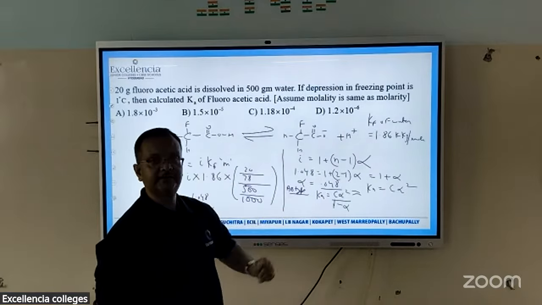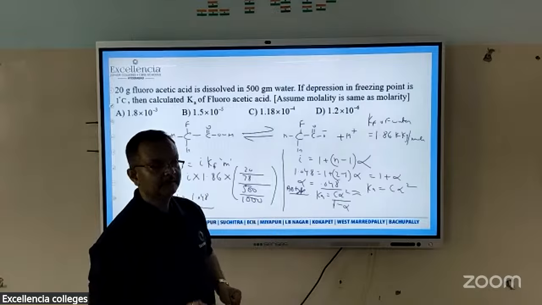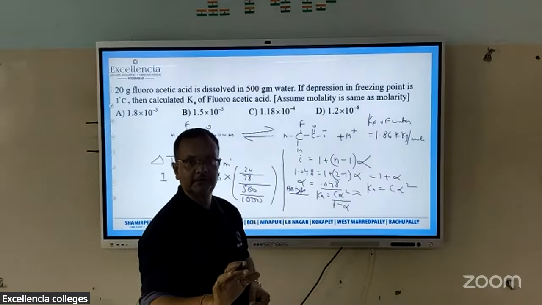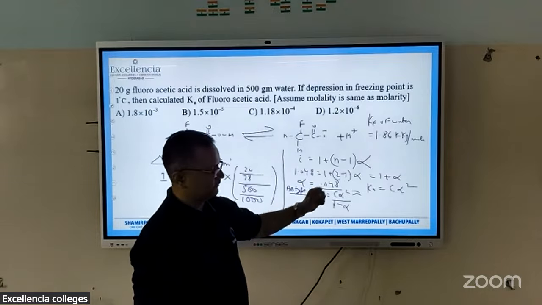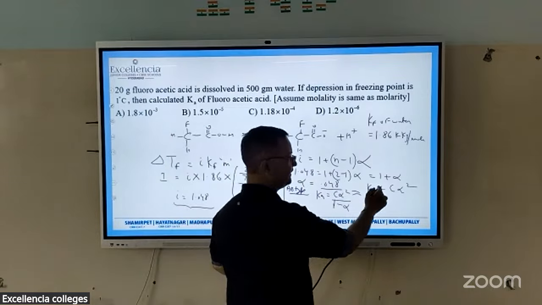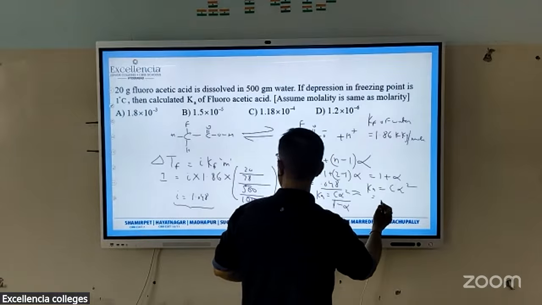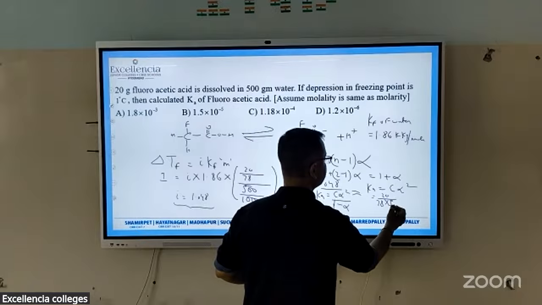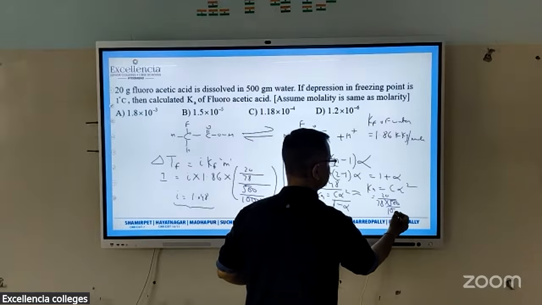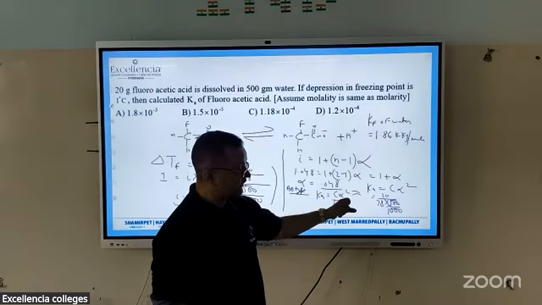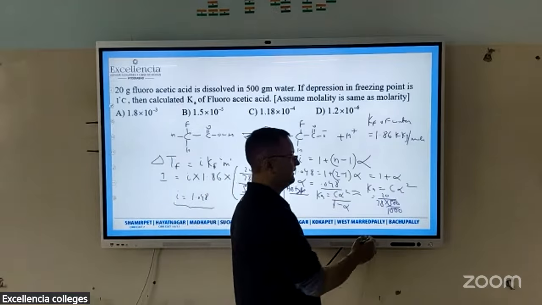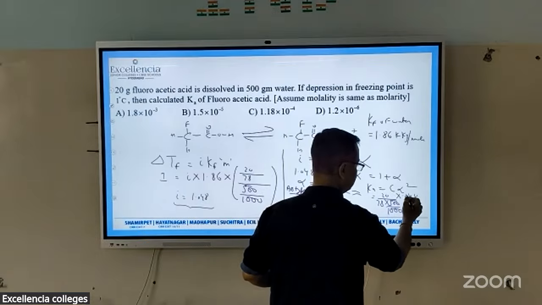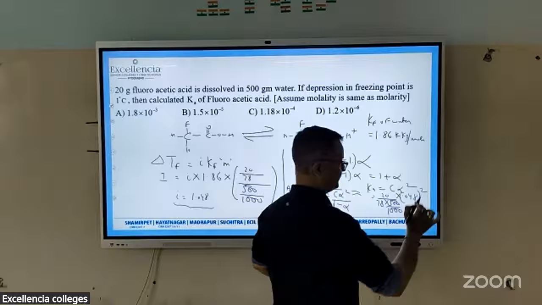And from here we can find what C will be. The question is saying to assume molality to be equal to molarity. They are equal, so we can also take molality here. And what's the molarity of the solution? It was 20 by 60, the moles, by weight of solvent 500 per 1000. Ka is equal to molarity into alpha squared, and alpha is 0.048.